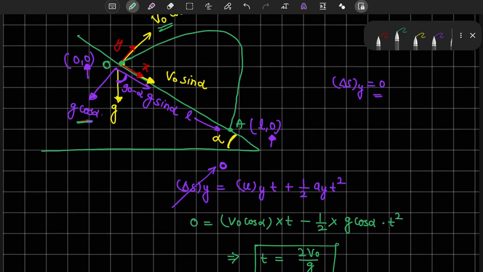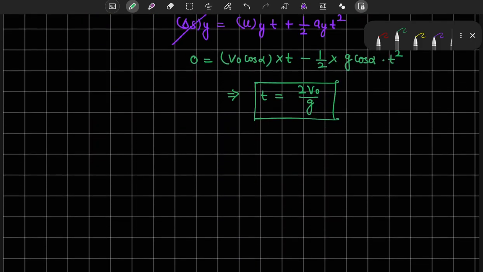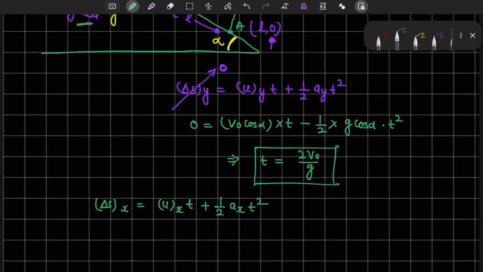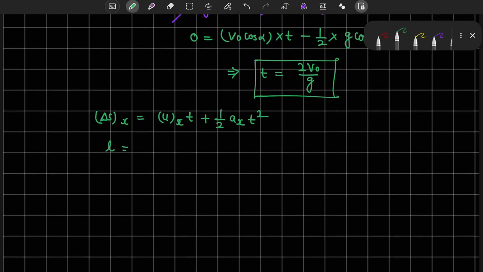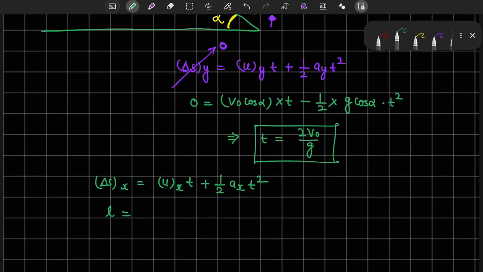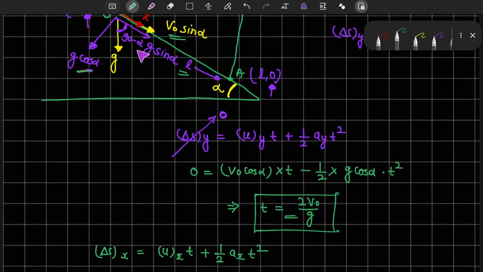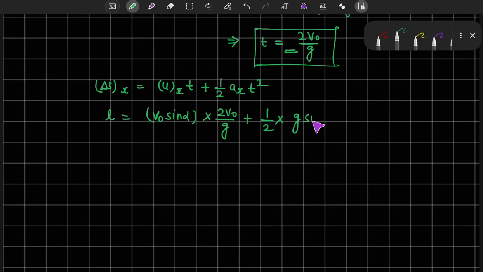Now writing the second equation of motion to find the distance L, as this particular distance is in the direction of the inclined plane, that is from O to A, we write the equation of motion in the x direction. The displacement in the x direction is equal to initial velocity in the x direction into t plus half into acceleration in the x direction into t square. The displacement is L, so L is equal to v naught sin alpha into the total time 2v naught by g, plus half into g sin alpha into t square, that is 2v naught by g whole square.